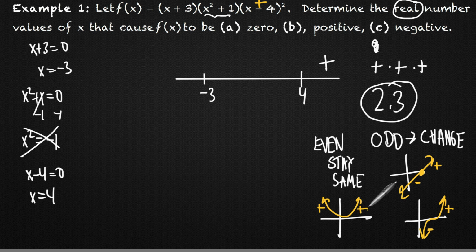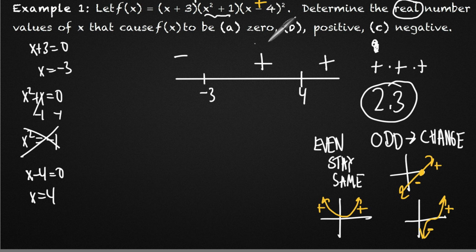Positive, positive. So what we do is at 4, we're going to go to this particular factor, x minus 4 squared, and we're going to say, well, it's raised to an even power. So that means at 4, the signs are going to stay the same. So we already know that's plus. And then at negative 3, we're going to go over to this factor, x plus 3, and it's raised to the first power. That's an odd number. So the signs will change from where it is. It is plus here. On the other side, it will be negative.